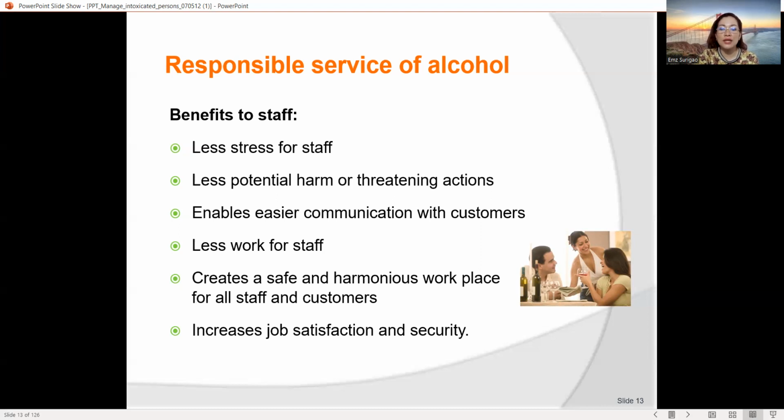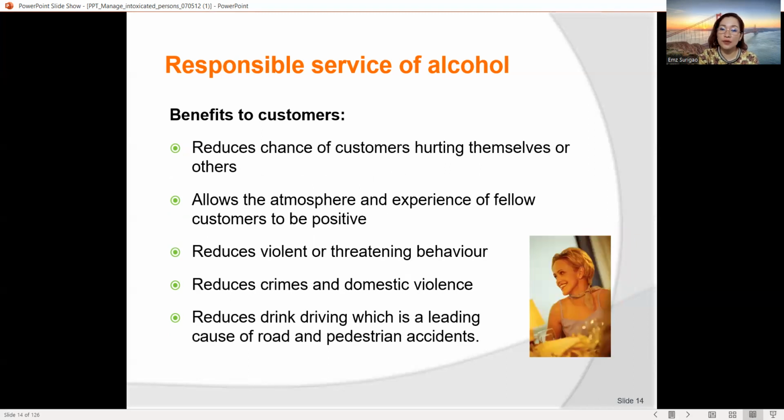Less work for staff creates a safe and harmonious workplace for all staff and customers. Increase job satisfaction and security. Reduces chance of customers hurting themselves and others. Okay, allows the atmosphere and service experience of fellow customers to be positive because they're not drunk. The service of alcohol is being regulated, so it's not that much of a problem. Reduce violence or threatening behavior.